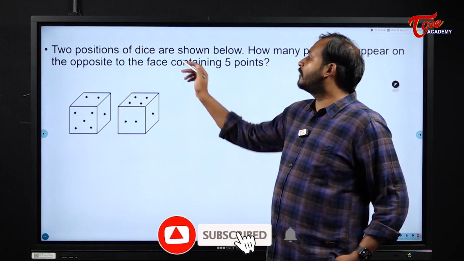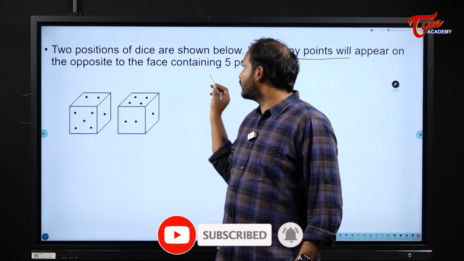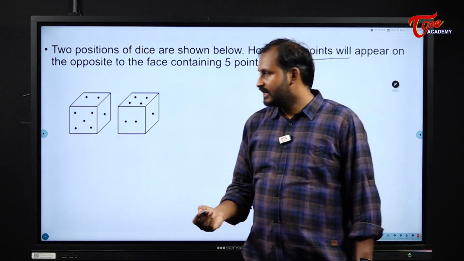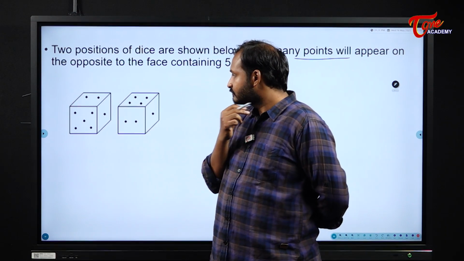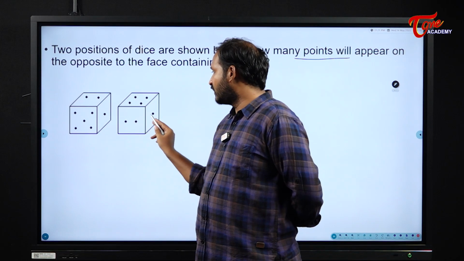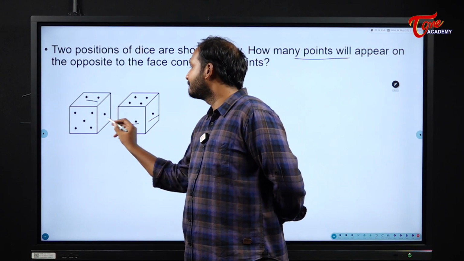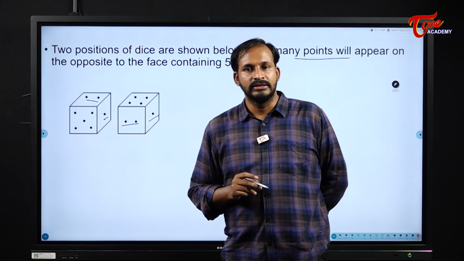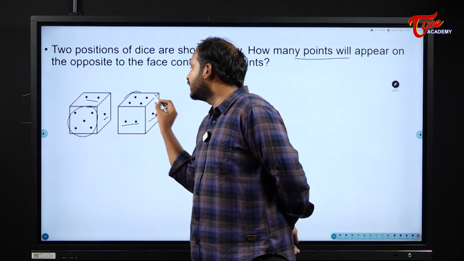Now next, 2 positions of dice are shown below. How many points will appear on the opposite of the face containing 5 points? Please observe carefully, students: 2 dots and 1 dot, 2 dots and 1 dot. These 2 are common, so obviously the leftover faces will be opposite to each other.